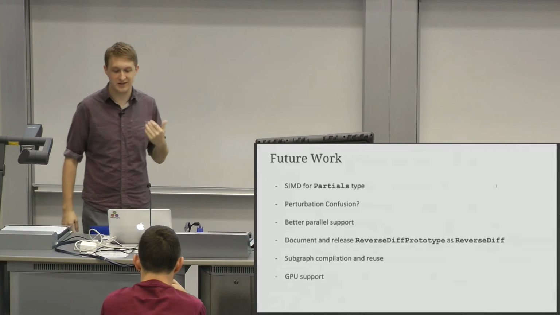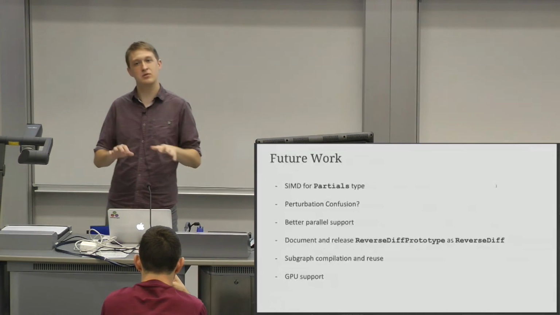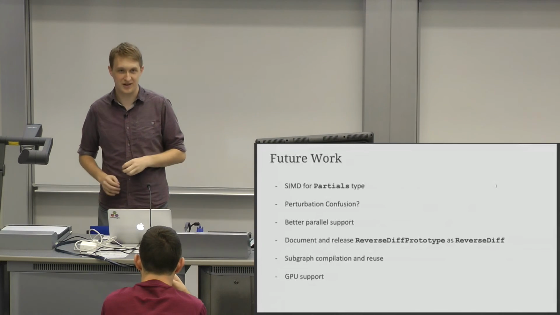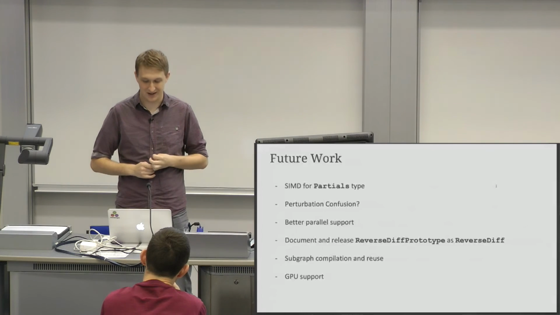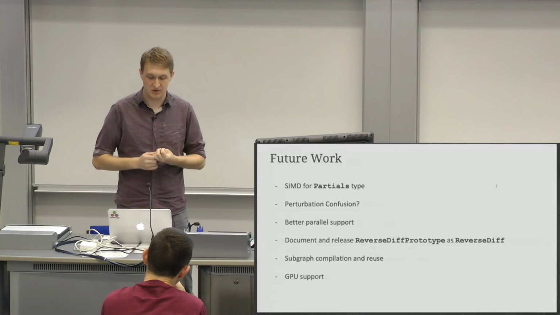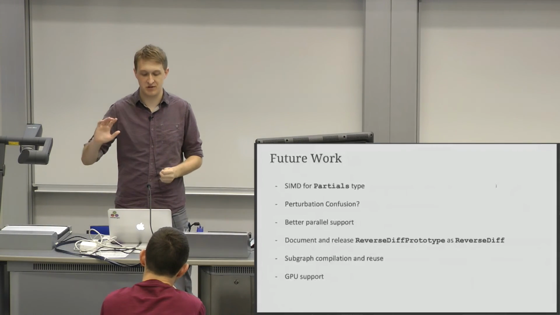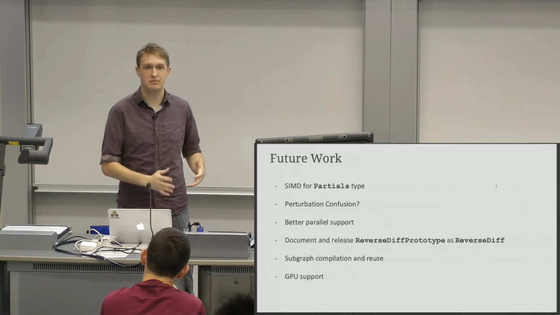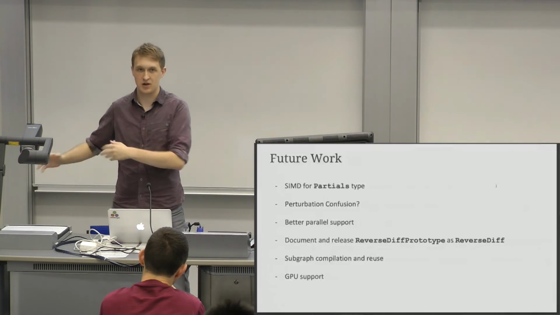Perturbation confusion, we'd like to fix it. We're trying to find a way to fix it without doing any runtime checks, but also without killing the compiler, because the compiler already works pretty hard to figure out how to optimize this code as it is. We'd also like better parallel support, both in terms of having the differentiation be parallelizable and actually differentiating parallel code.